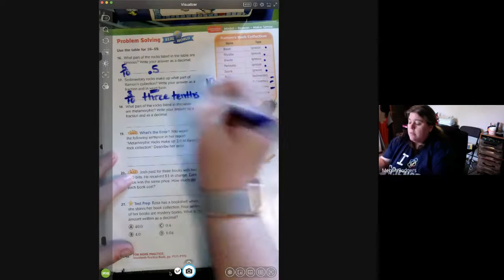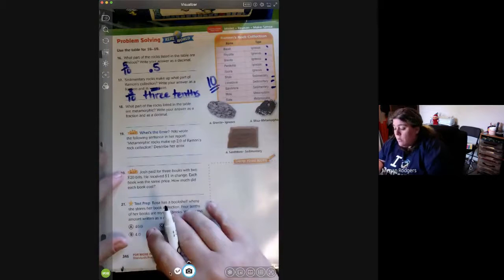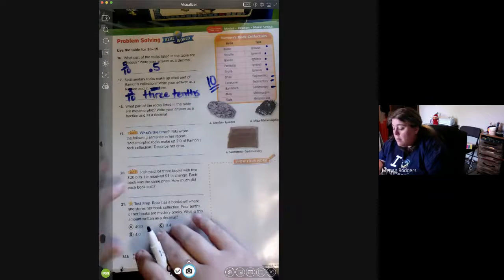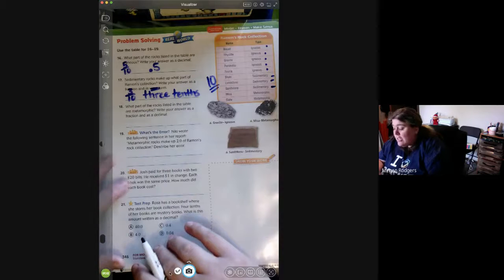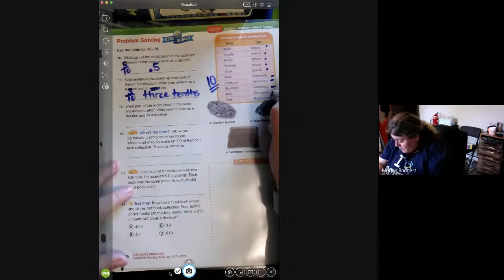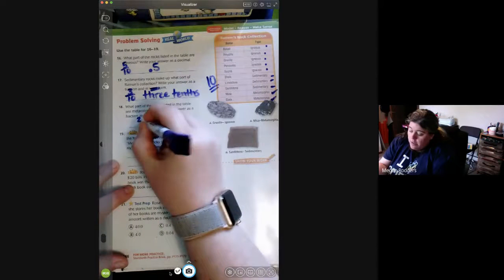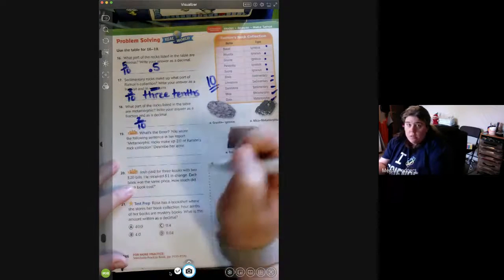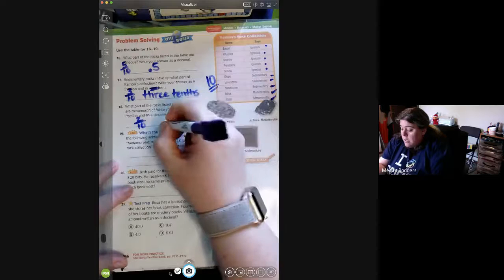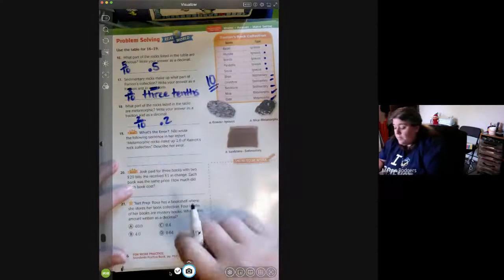tenths. All right, what part of the rocks listed in the table are metamorphic? Write as a fraction and a decimal. Okay, so metamorphic, there's 2 of those. So a fraction would be 2 tenths, decimal 0.2.